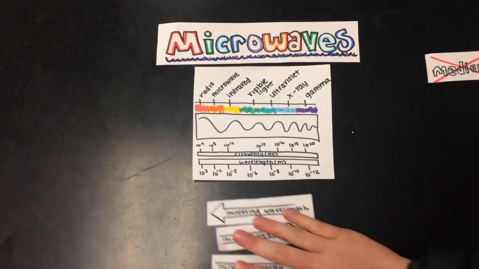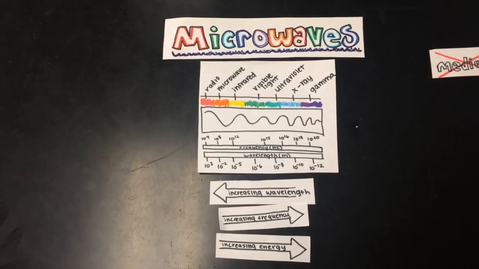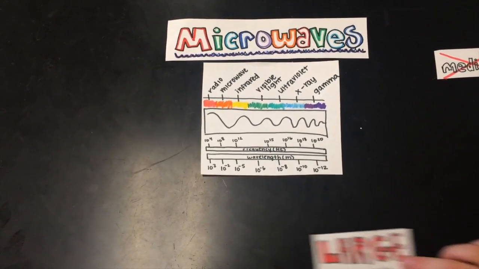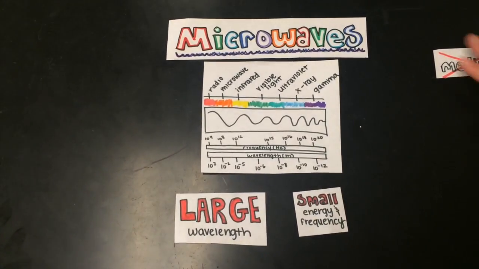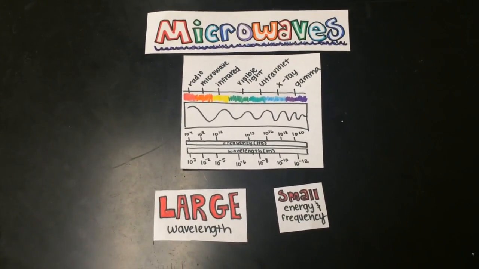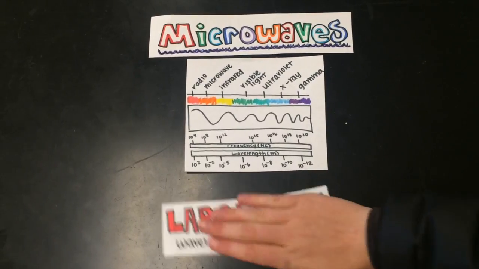On the spectrum, wavelength increases from right to left, while energy and frequency increase from left to right. This means that since microwaves are on the left side of the spectrum, they have a large wavelength but low frequency and low energy. This is because the larger the wavelength, the lower the frequency and energy, but the smaller the wavelength, the larger the frequency and energy.